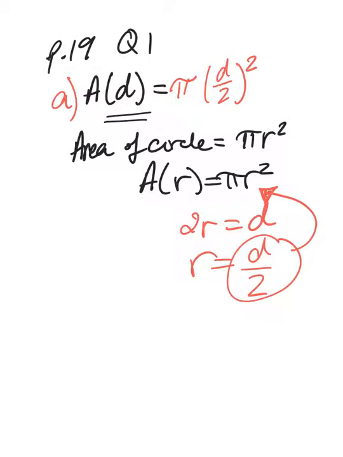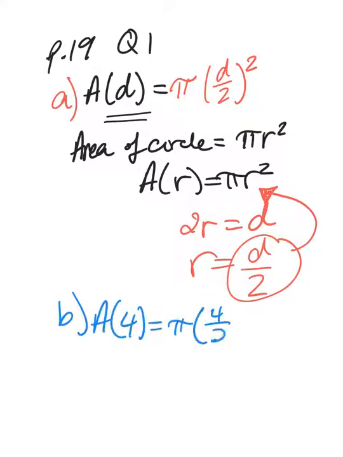Part B says use the formula to find the indicated value of the function. The diameter is 4. So for part B, what's the area when the diameter is 4? You're just doing pi times (4 over 2) squared. 4 divided by 2 is 2. 2 squared is 4. You can just keep that as 4 pi, or 12 point something if you put it in your calculator.